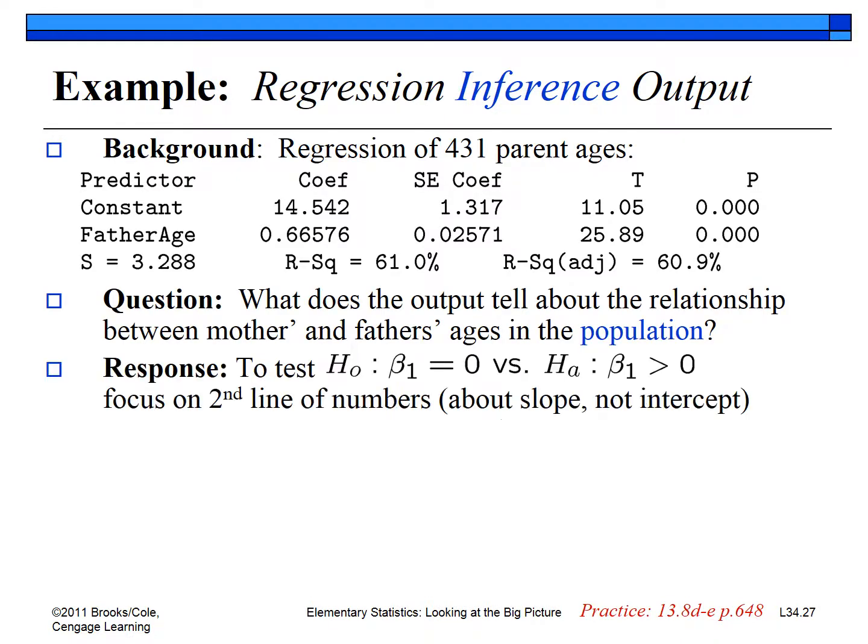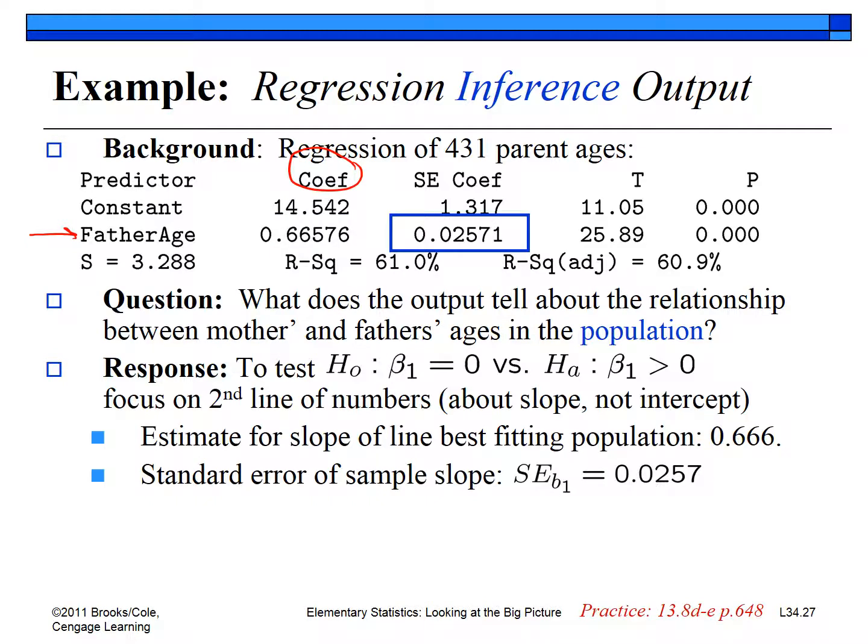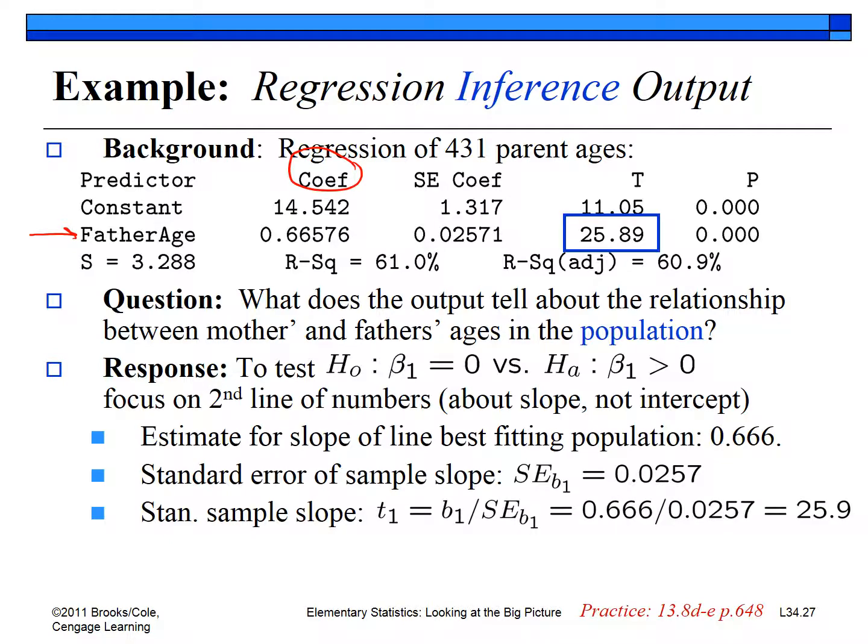So now what can we say about the population? Here's our null hypothesis and alternate hypothesis. Remember, this is all about slopes. So we're going to look at the coefficient for father's age. That's the slope. So we're looking in the line for father's age. Our estimate for the slope is the coefficient. The standard error for the slope is given there under SE coefficient. It's 0.0257. Standardized, that's t, and look, we got a column for t. The standardized value is 25.9.